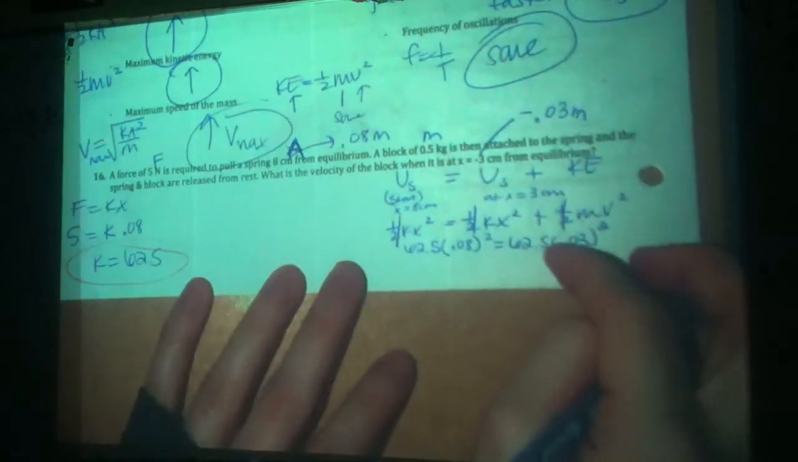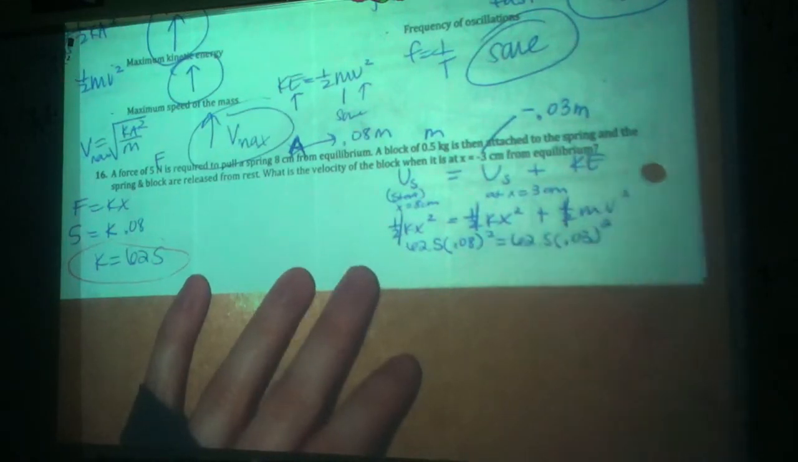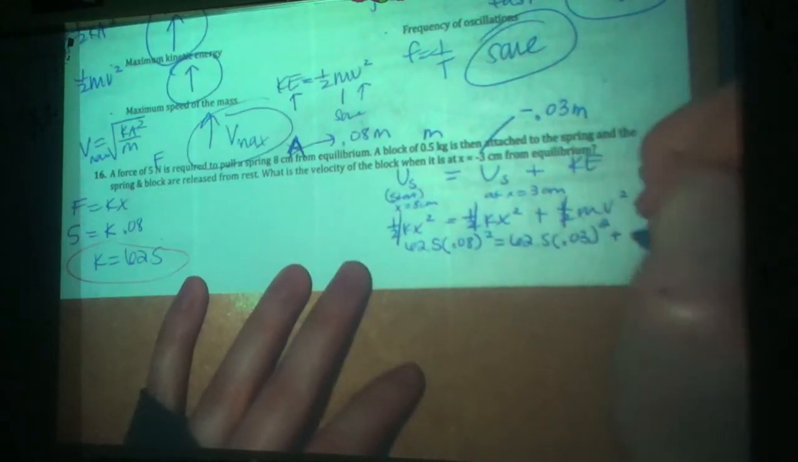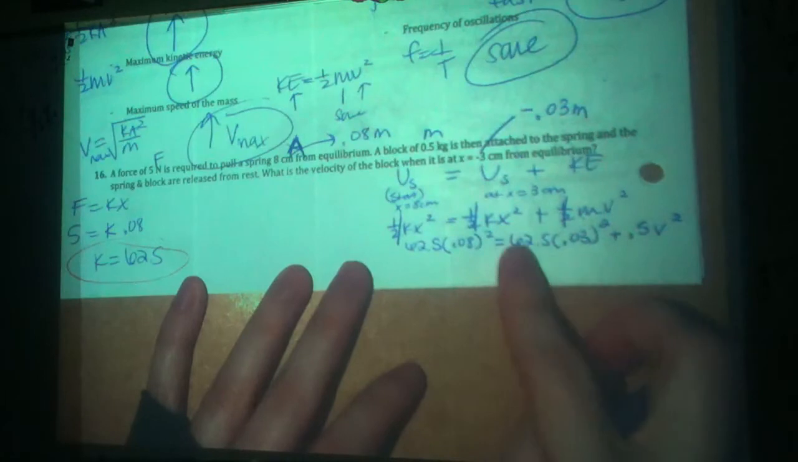You can totally keep it there, but you know when you square a negative, it's going to become positive, so I just left it off, plus the mass, 0.5v squared. And now it's just putting this in your calculator, subtract over, divide the 0.5, take the square root, and you should be getting your velocity is 0.829 meters per second.